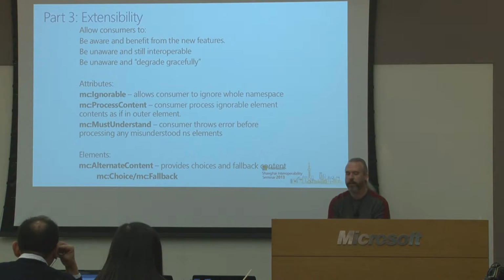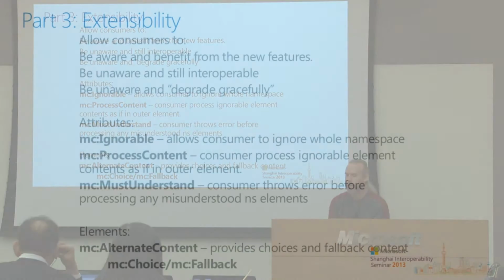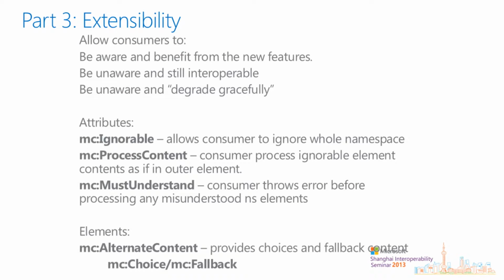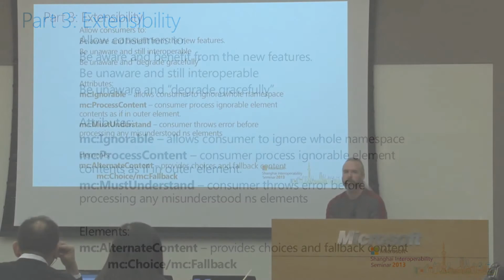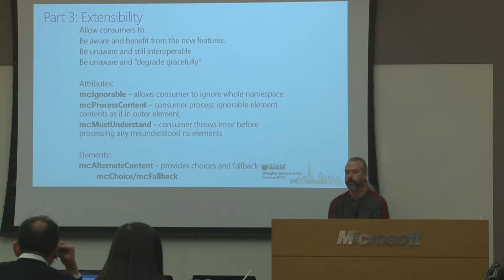And the must understand attribute tells the consumer that they have to throw an error before processing any of the elements in this namespace, or any of the misunderstood elements of this namespace. So this is forcing the consumer to know everything in this namespace or throw an error.